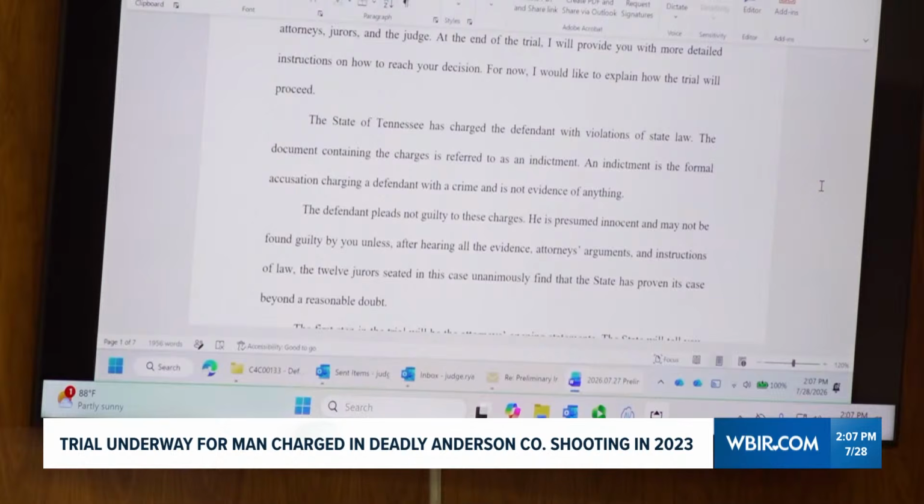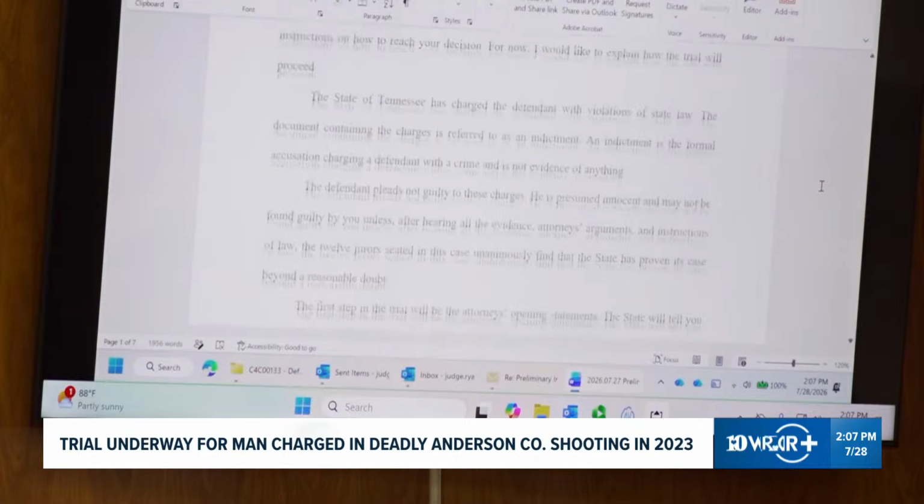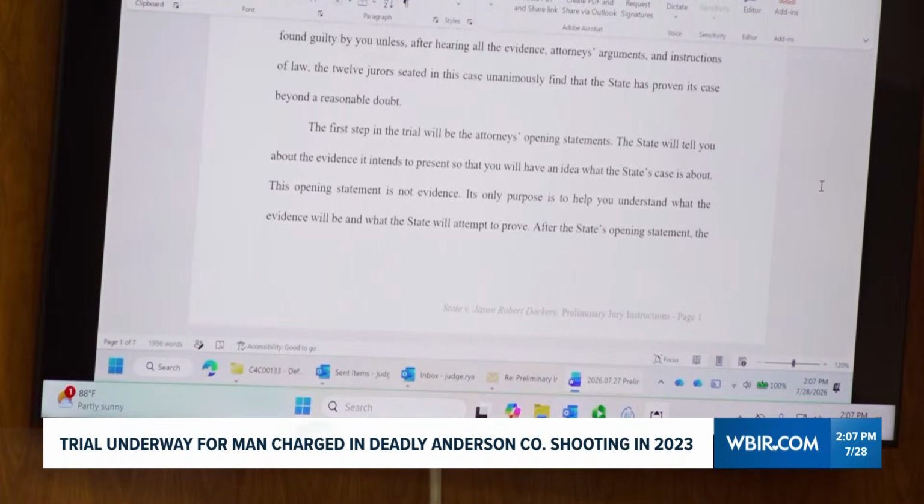He is presumed innocent and may not be found guilty by you unless, after hearing all the evidence, attorney's arguments, and instructions of law, the 12 jurors seated in this case unanimously find that the state has proven its case beyond a reasonable doubt. The first step in the trial will be the attorney's opening statements.